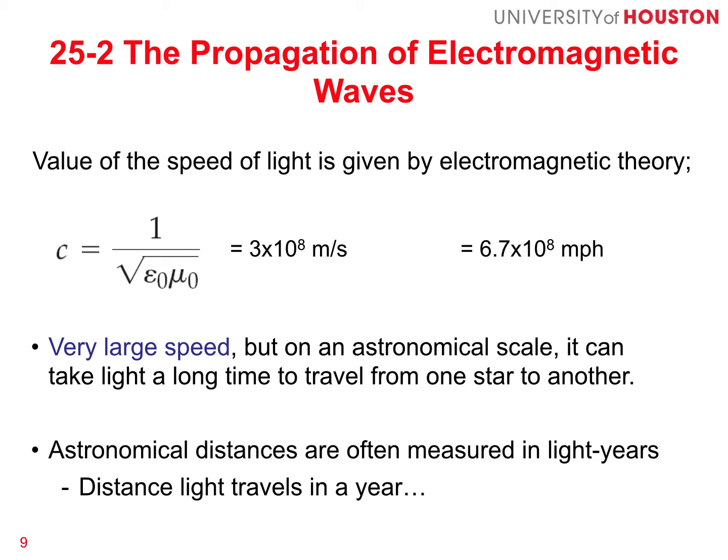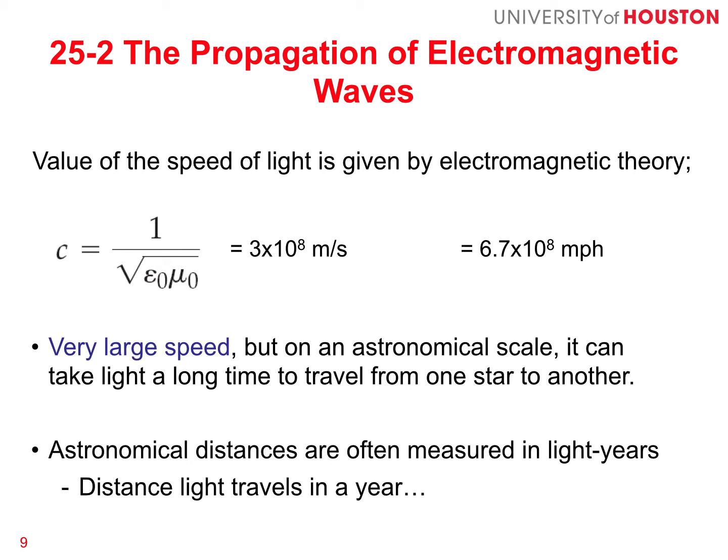We can calculate the speed of light using electromagnetic theory, and it turns out that this will equal 1 over the square root of epsilon naught times mu naught. That gives a speed in meters per second, which translates to about 670 million miles per hour. So this is a very, very large speed.